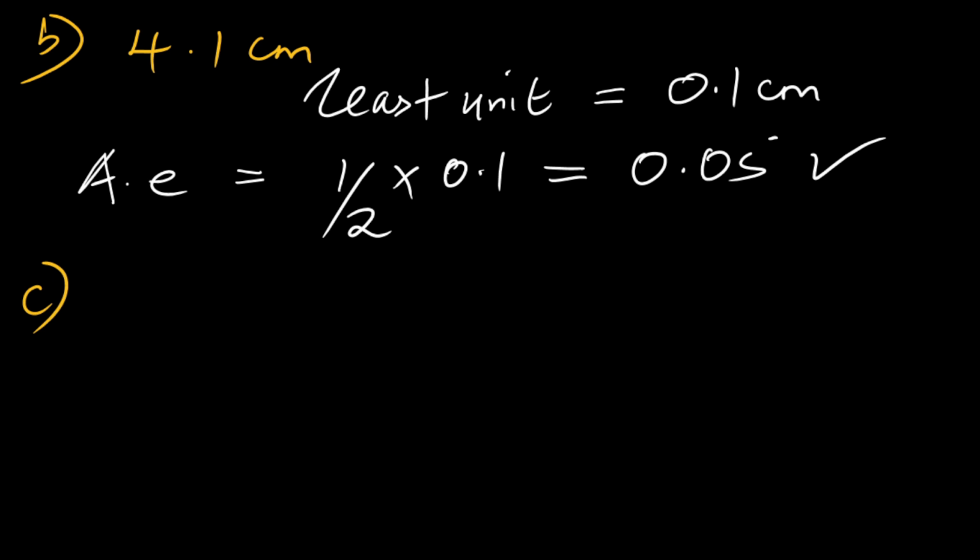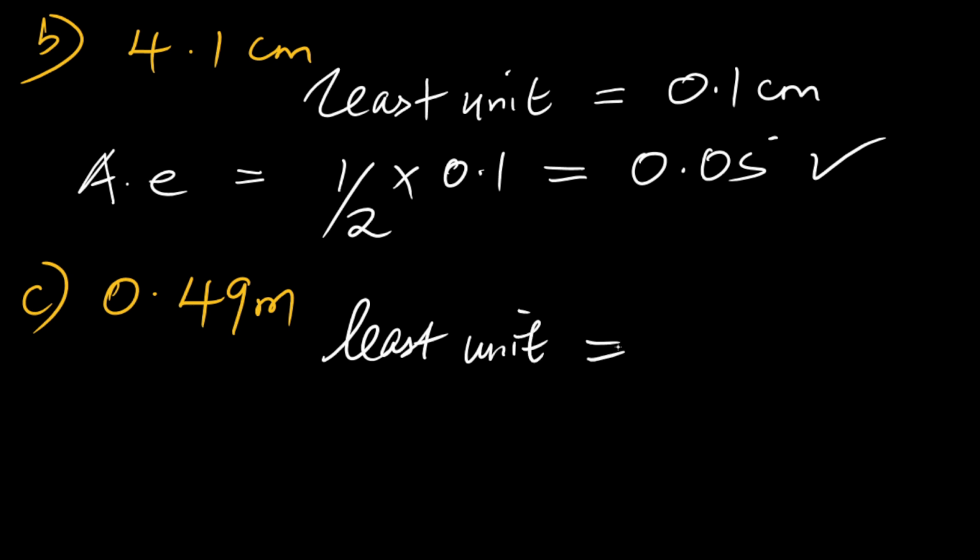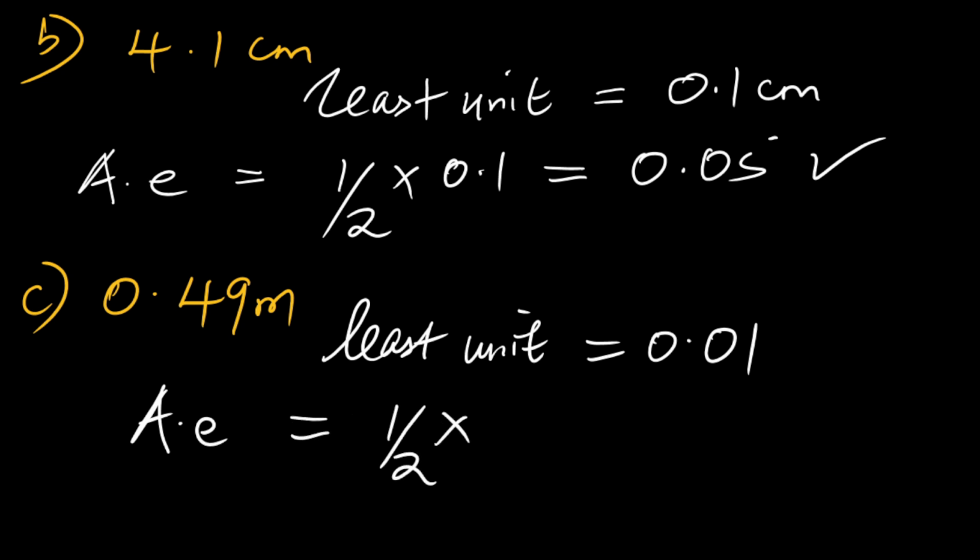Next example, find the absolute error in 0.49 meters. What is the least unit of measurement? The least unit of measurement is 0.01. Therefore, the absolute error will be given by half times the least unit of measurement, 0.01. This will give 0.005. So that is how we calculate the absolute error in any given measurement.